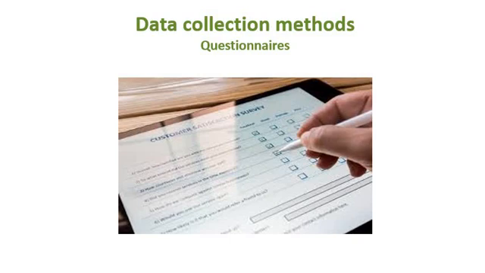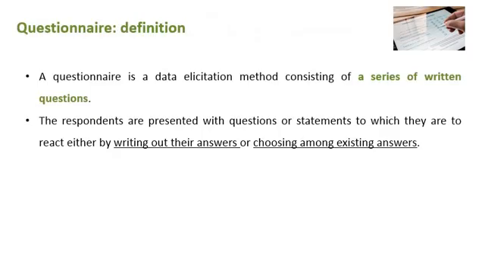The second data collection tool that we shall discuss is questionnaires. A questionnaire is a data elicitation method which consists of a series of written questions. In that case, the questions are not oral, they are written. In this method, the respondents are presented with questions or statements to which they are to react either by writing out their answers or choosing among existing answers. This depends on the types of questions.